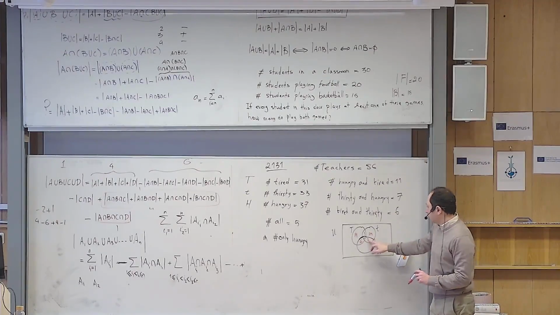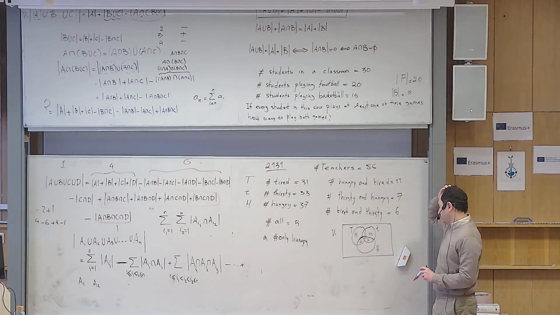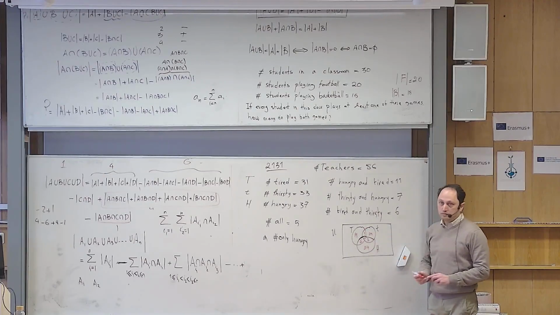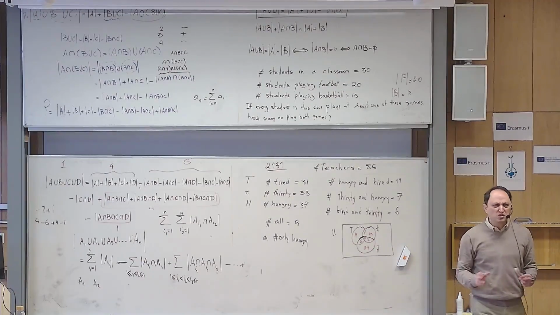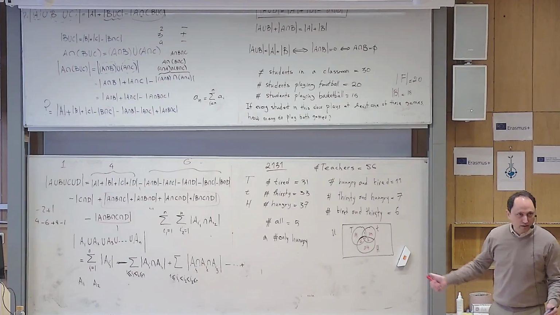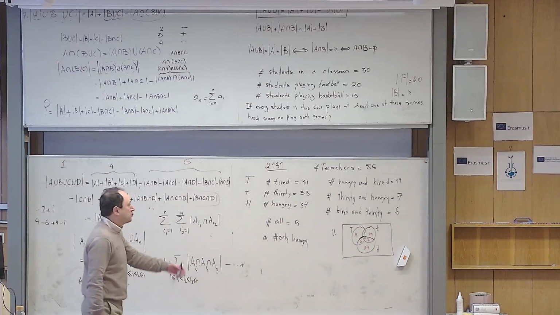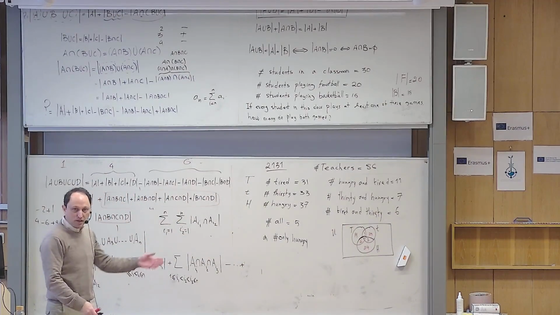And hungry teachers are what? 37. And then 2, 5, and 6. How much is that? 13. So it's 24. Yes? So you really don't need to memorize any formulas, anything. That's much better. Okay, and in your book, we have at most 3 sets. So this is the best way to do it.